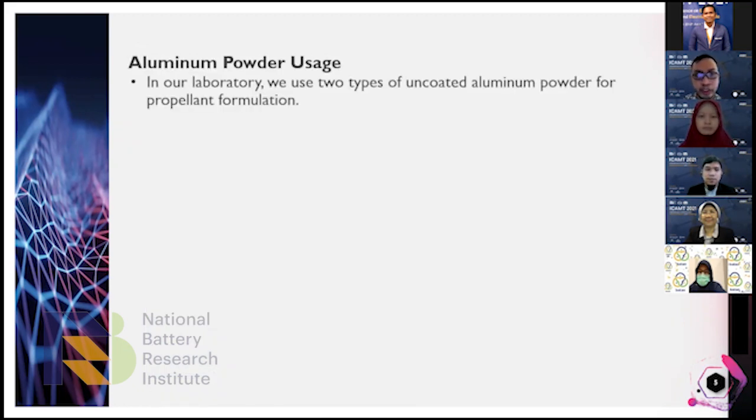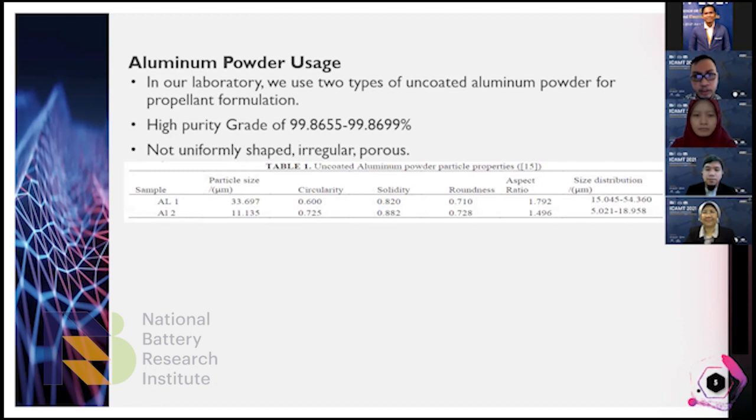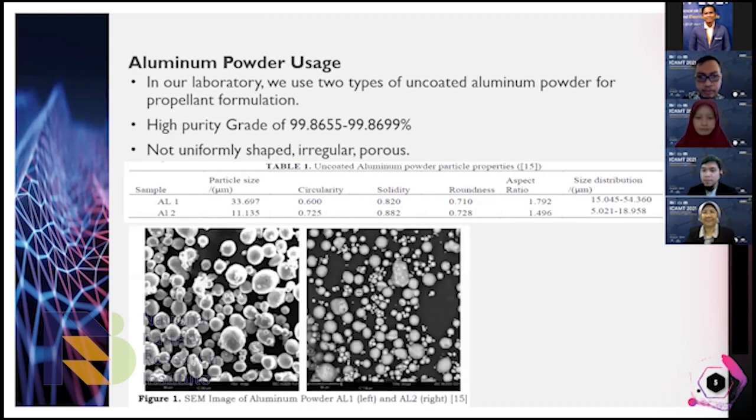In our laboratory, we use two types of uncoated aluminum powder for the propellant formulation. Analyzed purity is high, at a grade of 99.8655% to 99.8699%. It is not uniformly shaped, is highly irregular, and is porous. This is the previous work we have done on the particle size difference and the size distribution. This is the same image of uncoated aluminum powder that we use in propellant formulation.